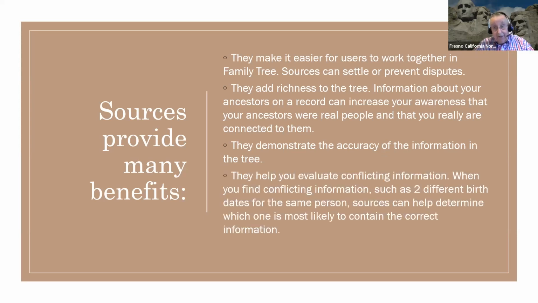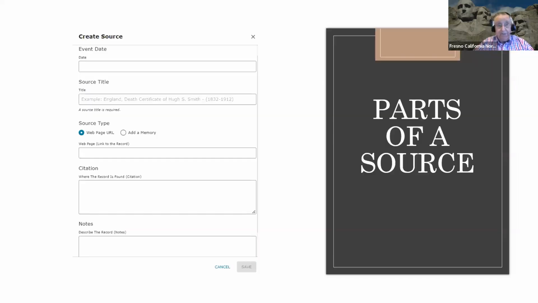They can help you evaluate conflicting information. And when you find conflicting information, such as two different birth dates for the same person, sources can often help you to determine which one's most likely to contain the correct information. And they acknowledge the work that's done by others. So this gives you a place where you can show other people who have put a lot of effort into things and maybe produced a book or something like that. And you can source that book to recognize and acknowledge the work they did.